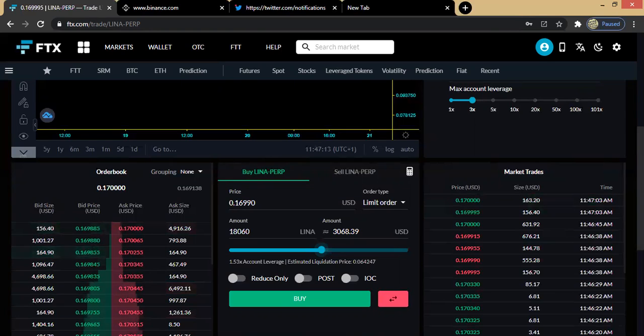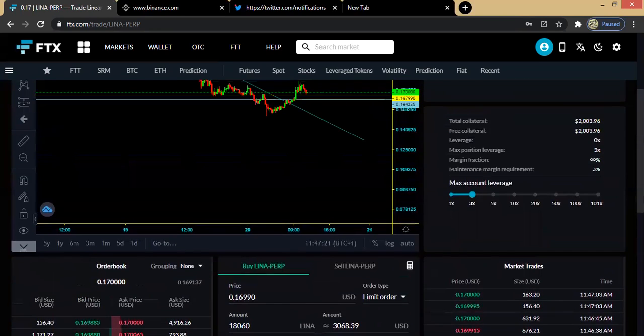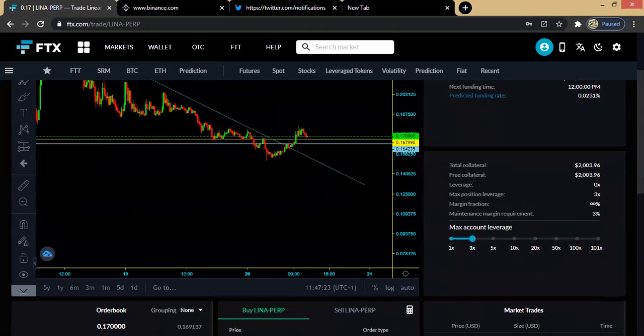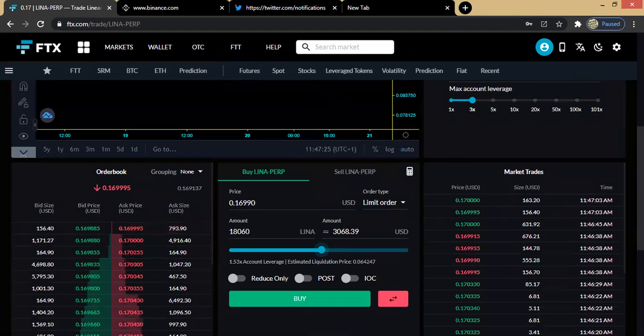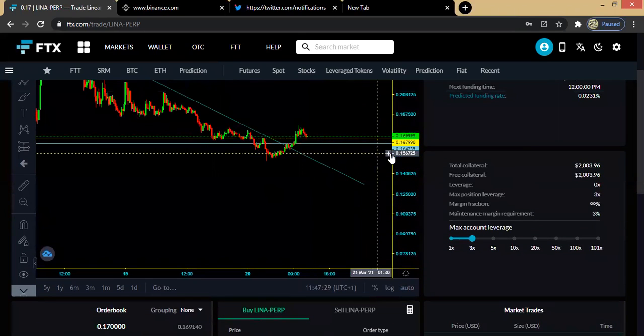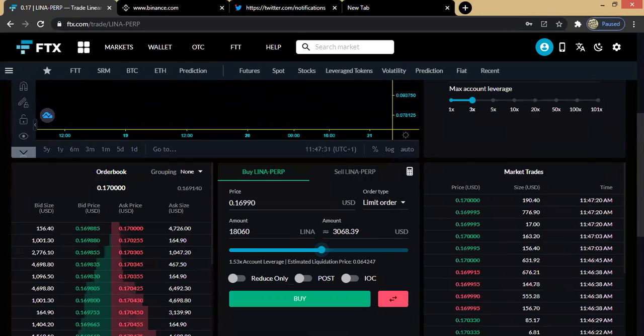So I'm using 50% of the total funds I have here. And if you look at it very well, my estimated liquidation is 0.064247. Who cares? I'm not worried about it. I'm not in any way perturbed about it. So I could go right ahead and click on buy at 0.167990. But remember that what I'm using for this trade is a limit order.